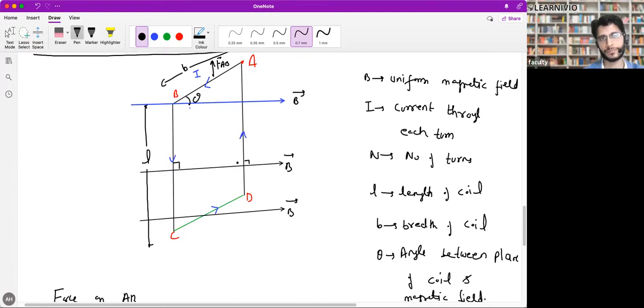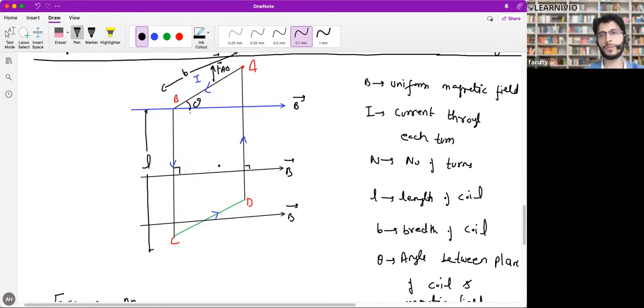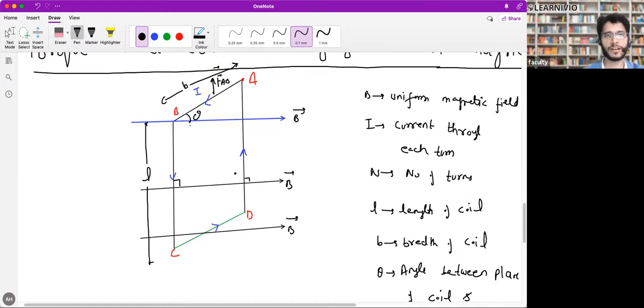Sir, you said you will show an animation. Is it possible now? Not now, because if I open that animation, the class will get over. I want to complete at least the first thing. This coil is in the YZ plane. This is Y, and this is coming somewhat along the Z axis.